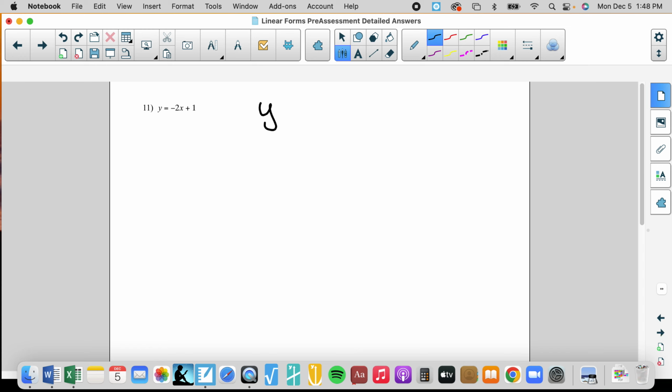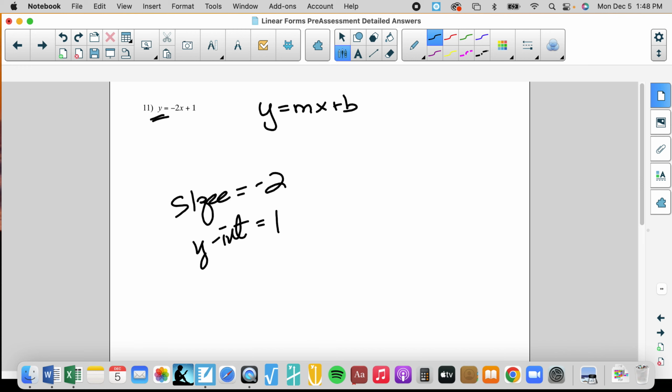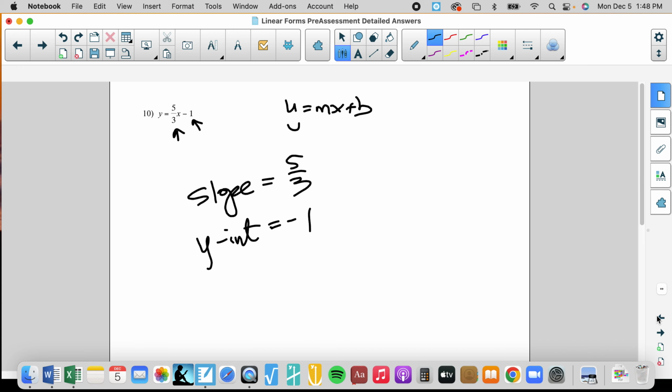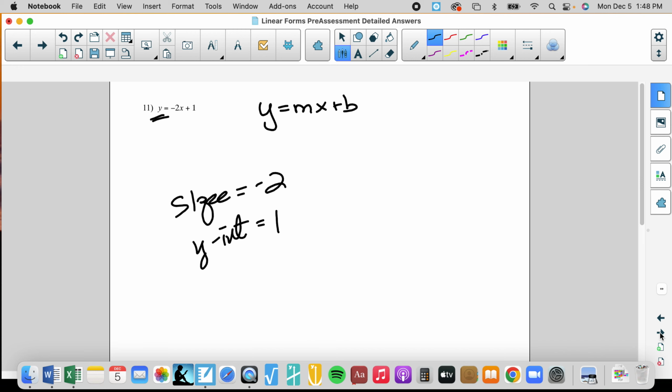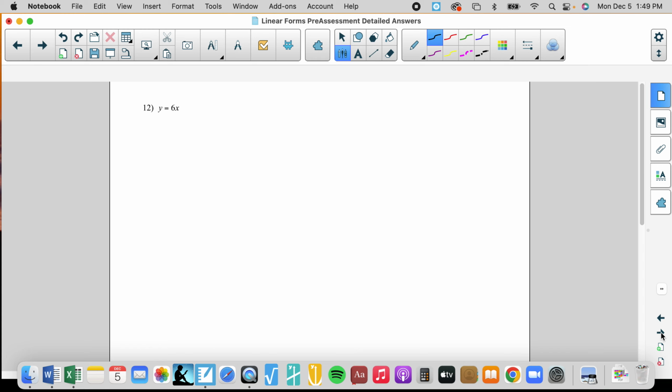Again, this is in standard slope-intercept form. I know that because y is isolated. Y is by itself. So my slope equals negative 2, and my y-intercept is equal to 1. Now, pulling this information allows me to graph. It's not asking you to graph, but that's why we like this, is we can find the slope and the y-intercept, and that allows us to graph it, which will come later.